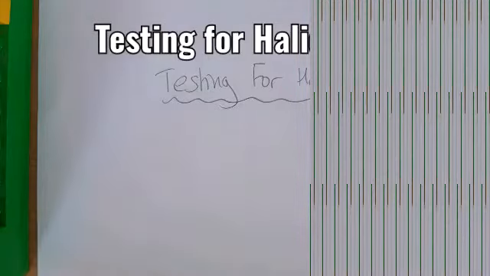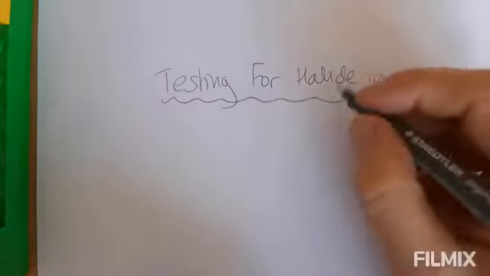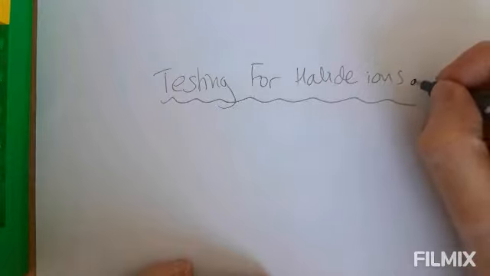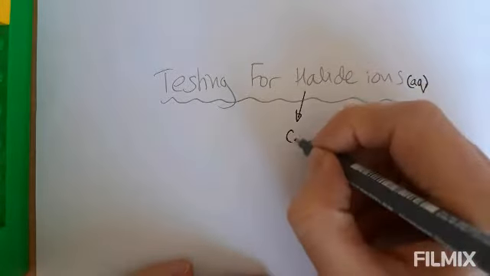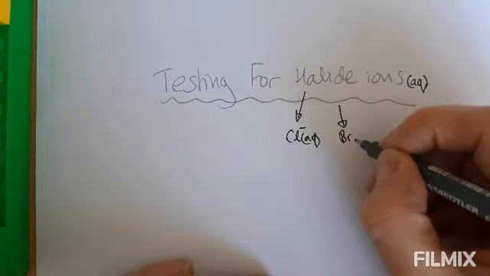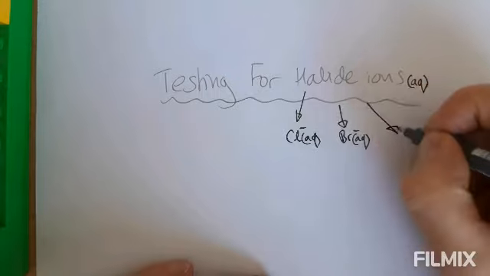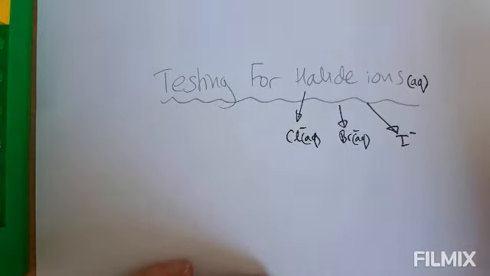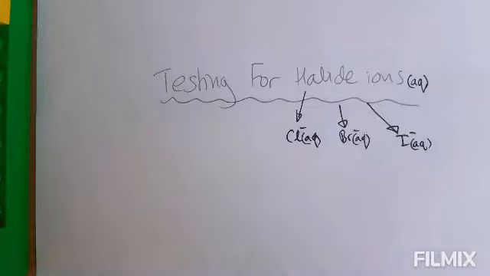Okay, welcome to this video on testing for halide ions. So let me just make this clear then. This is halide ions in solution, and a halide ion in solution is either a Cl- aqueous ion, a Br- aqueous ion, or an I- aqueous ion. These are the halide ions that you need to know a test for.